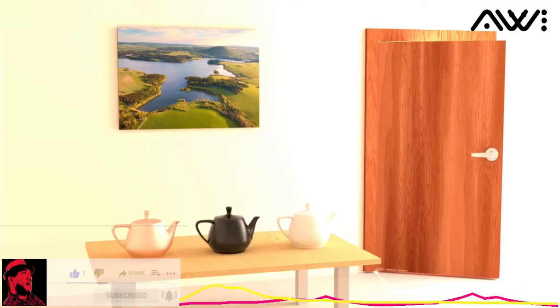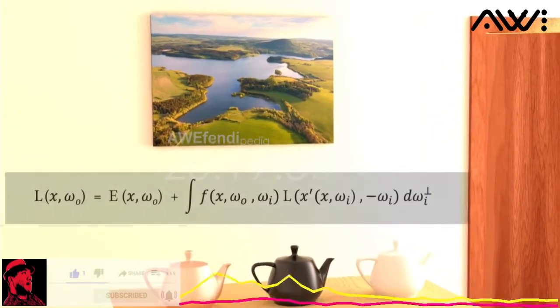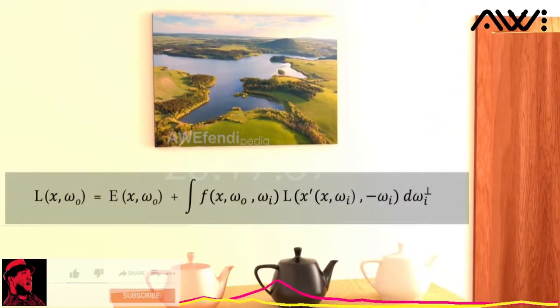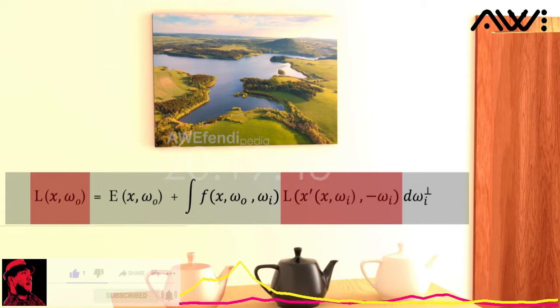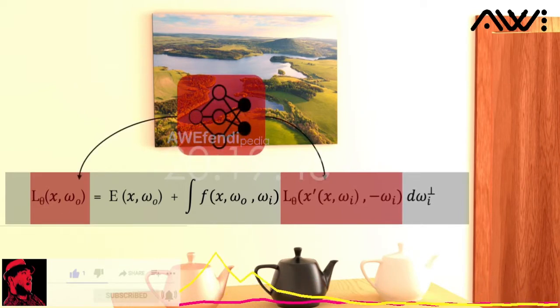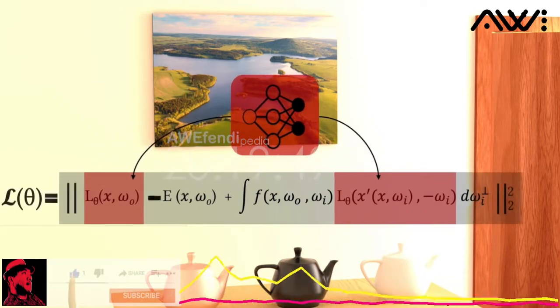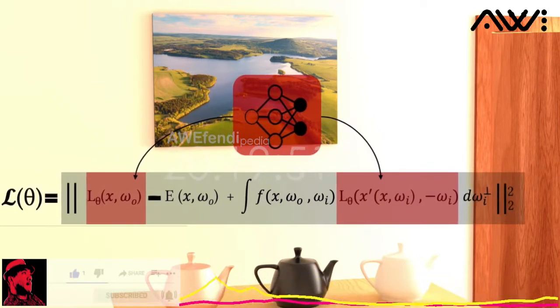In this paper, we present another approach to solve the rendering equation using neural networks. In this equation, L represents the solution, and we represent this solution using a single neural network. We then define a loss based on the norm of the difference between its left and right hand side, and we minimize it during training.